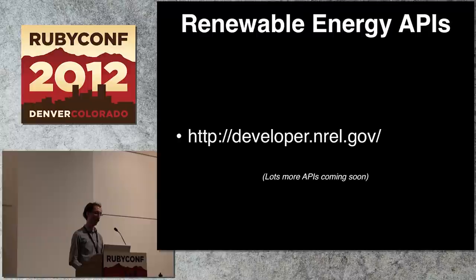And if you happen to be interested in renewable energy APIs, this is our site that we built. This is what this was all about: making one website for users to find all of our APIs, even though they happen to be on all sorts of different servers within our organization. You can check that out at developer.nrel.gov. And there's lots more APIs coming soon. Some of my colleagues sitting down here in the front are working hard at building new APIs. So there's a lot of cool stuff in the pipeline.